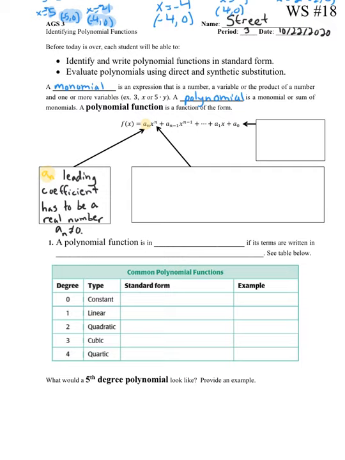Okay, so we always want to focus on the leading coefficient. That's one thing we want to focus on in any polynomial. We want to focus on the exponent, specifically this n. n is the degree of the polynomial.